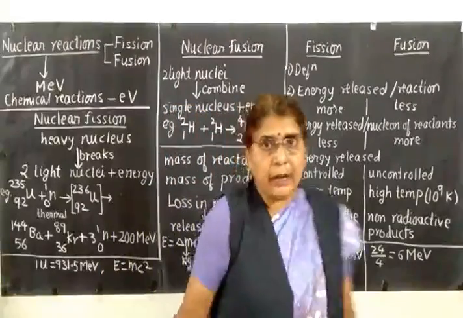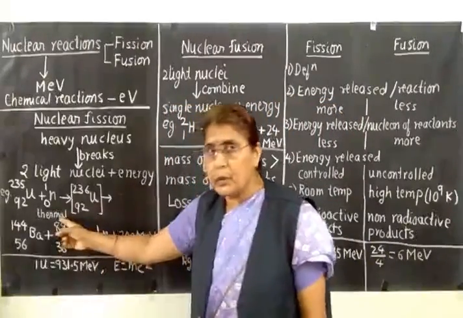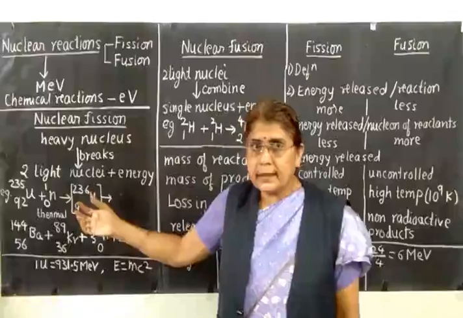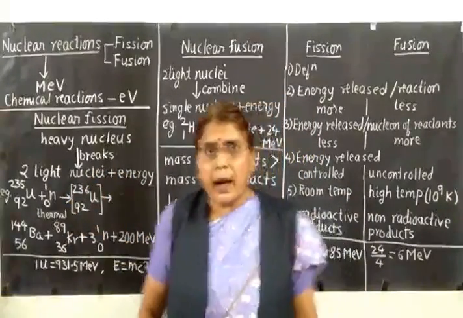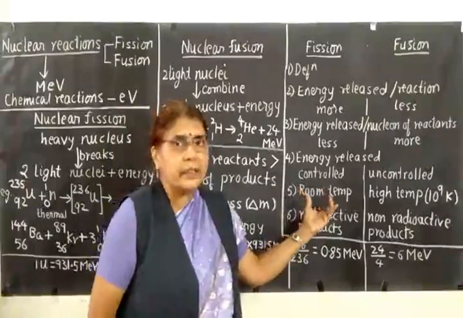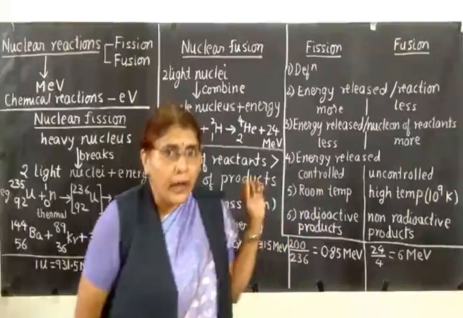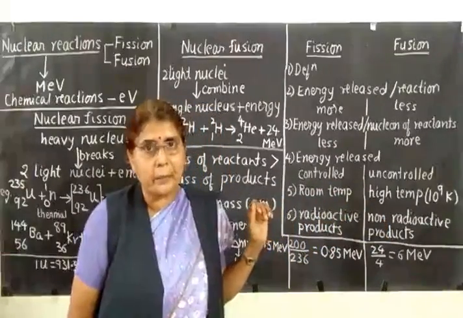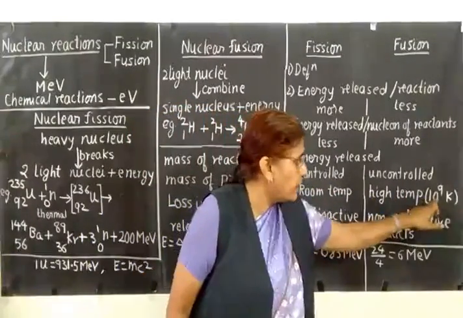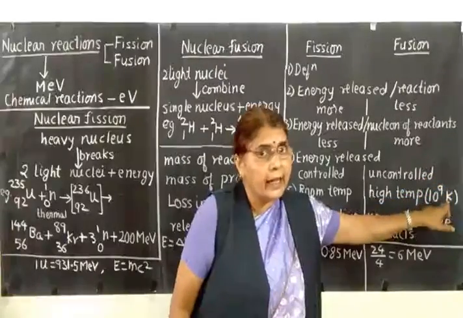Then just now I told you this is a thermal neutron, which means it has lesser energy. So this fission reaction is possible at ordinary temperature, that is, it is possible at room temperature, whereas for fusion reaction you require a very high temperature. What is the order of the temperature? 10 raised to 9 Kelvin.